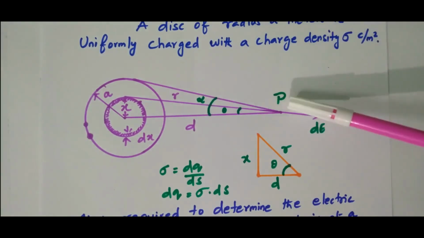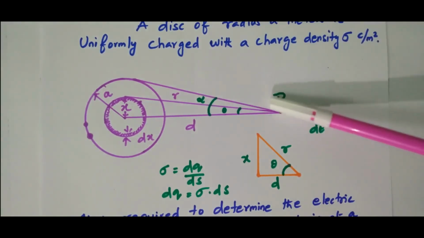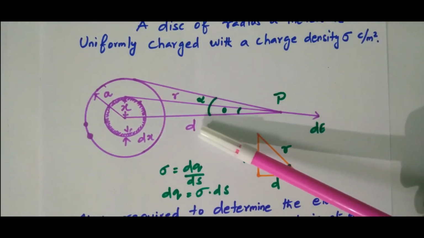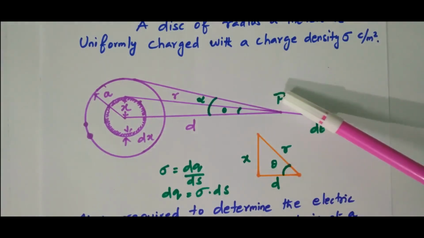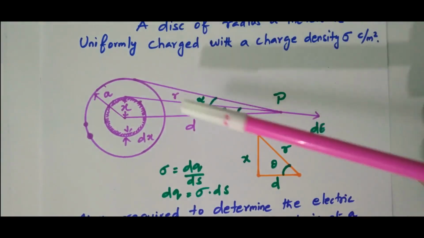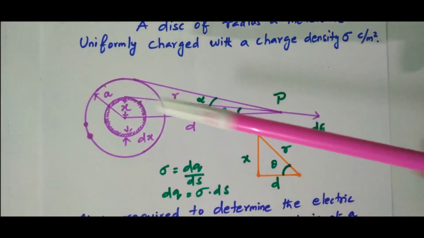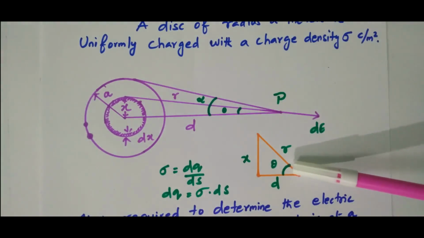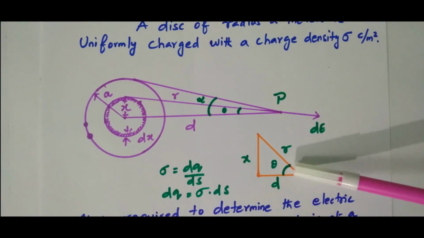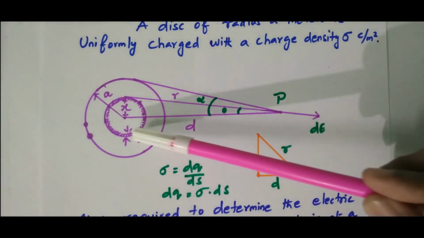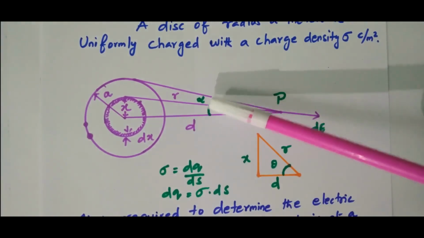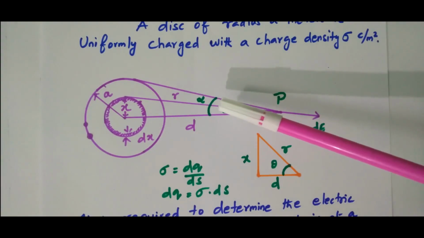Our aim is to find the electric field intensity at this point P. The distance between this point P and the center of the disk is d meters. The distance between point P and this small segment is r meter. This will be x meter. So this triangle is drawn separately here, d, x, r. During the calculation we can refer to this triangle. So this is a small segment dx. The angle will be alpha. So when the radius increases, the angle alpha will increase.